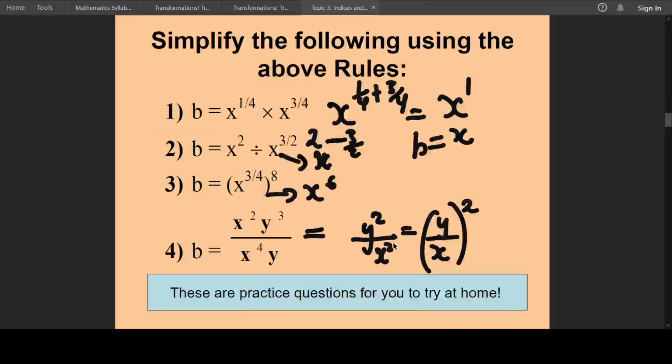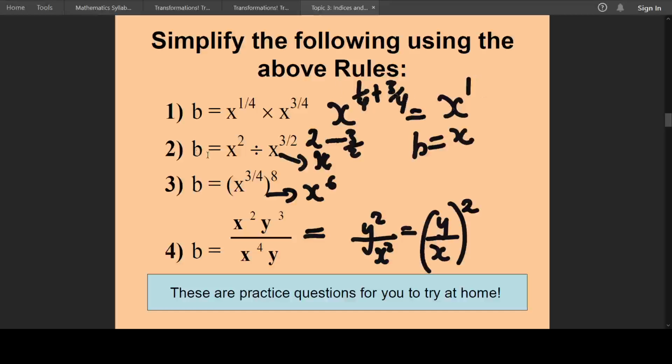So also here, there are some examples which you can simplify so that you understand the above rules of indices. So here b is equal to x to the power 1/4 times x to the power 3/4. We are using the rule of the common base. We have a common base but different powers. So you check x is common to both, then you add the powers. 1/4 plus 3/4 is 4 over 4, which is the same as 1. Then you get x to the power 1.